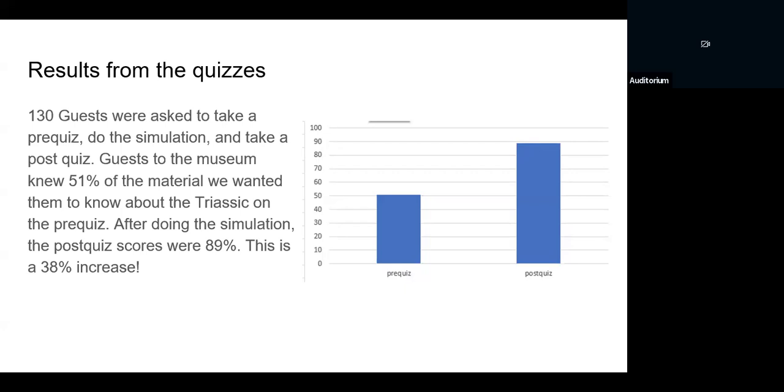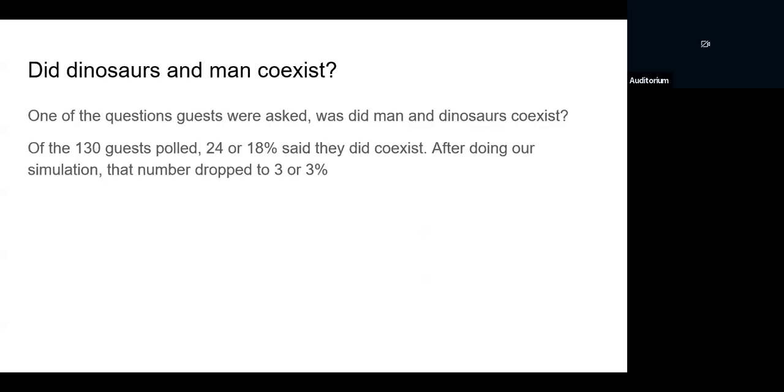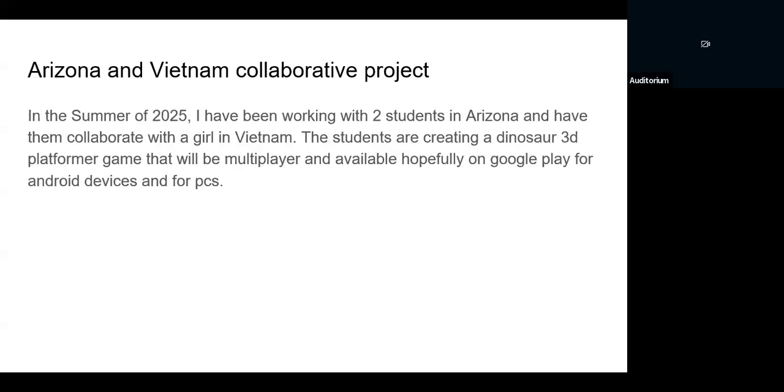All right, one of the things also that we tried was we asked some sort of loaded questions. I wanted to know, did guests think that dinosaurs and people coexisted? And what I got was that 80% of the guests who showed up said no, they didn't exist together. About 18% said they did coexist, and after doing the simulation, that number dropped to around 3%. So I think the simulation was helpful in clearing up some misconceptions about that.